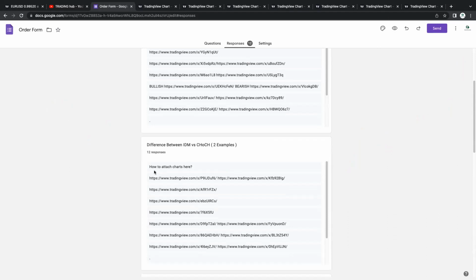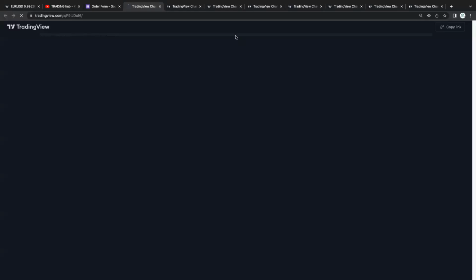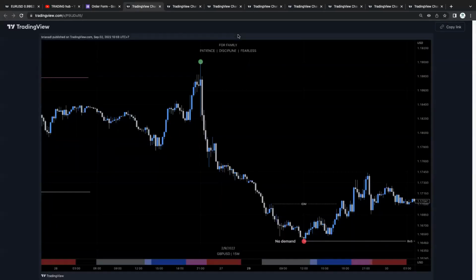Now let's see how to attach the chart here. Simply copy the TradingView chart URL and paste it here, which is simple. Okay, like this. Now let's see the first one. In this case, where is the inducement, everyone?